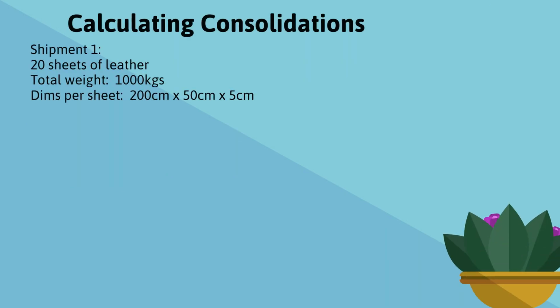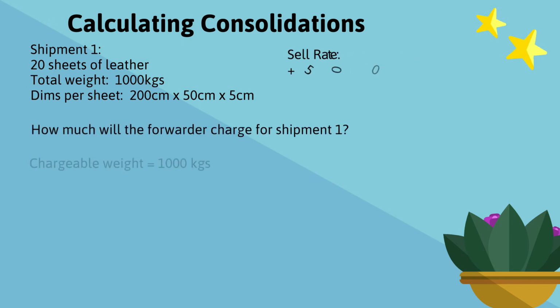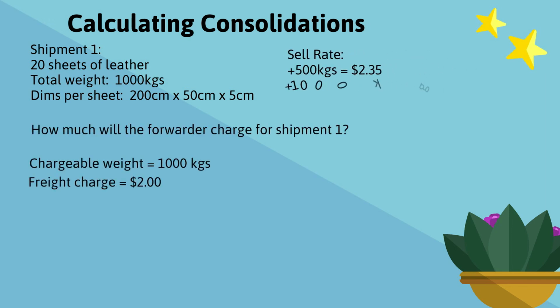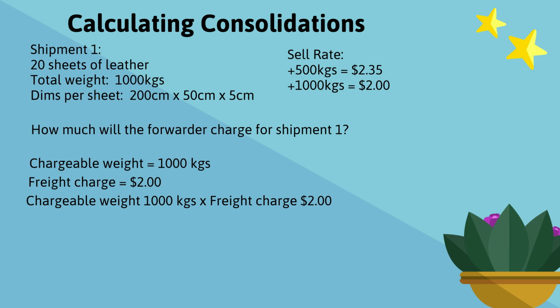Now that we have our chargeable weight, we can determine what the forwarder is going to charge their customer. We look at the sell rate because now we are selling this to our customer. We want to make a profit here. So we're going to look at our sell rate, and using the appropriate sell rate, we are going to apply that rate to the chargeable weight of shipment 1, just shipment 1.